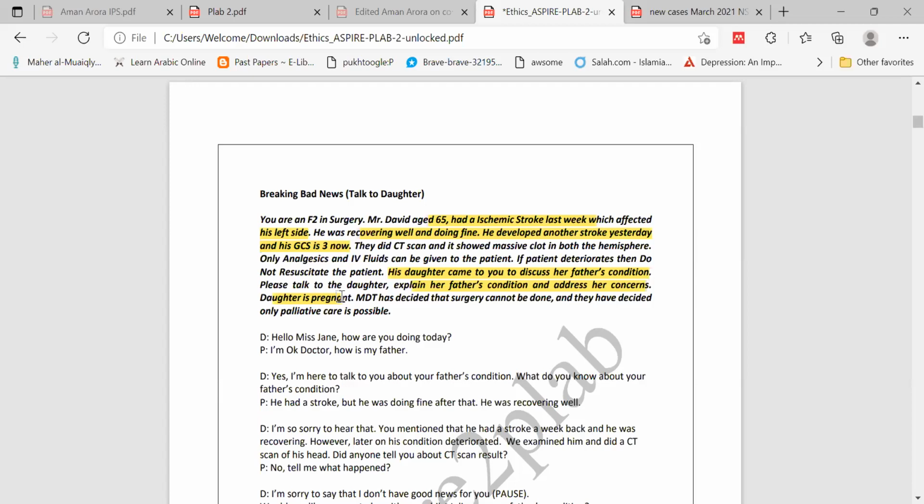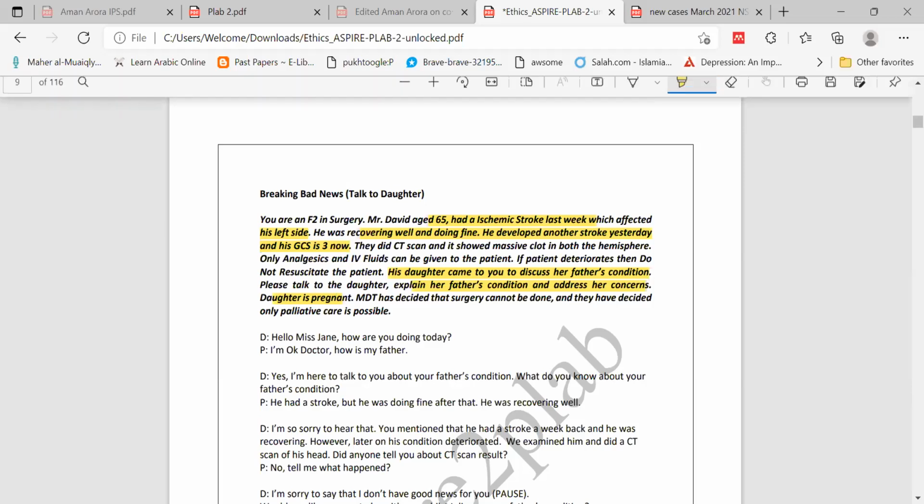So then you start with how much do you know? She might tell you she only knows about the first stroke. She doesn't know about the second stroke. She might tell you she just wants to know about the MDT decision. Do not start breaking bad news until and unless you hear how much she knows. That's very important. And I don't want to get into the details of the case because that will take more time. Today, we're just focusing on introduction.